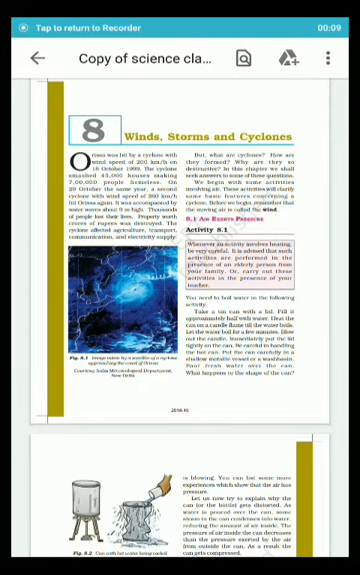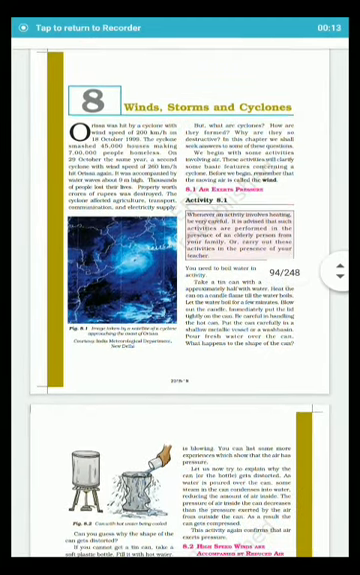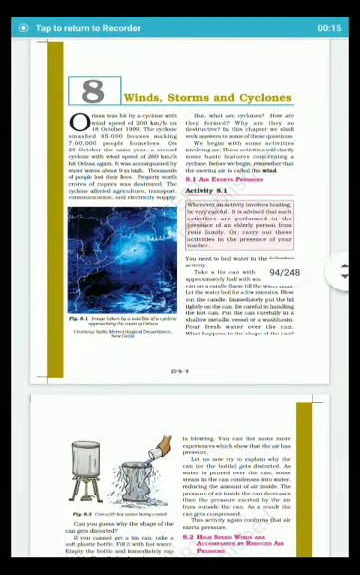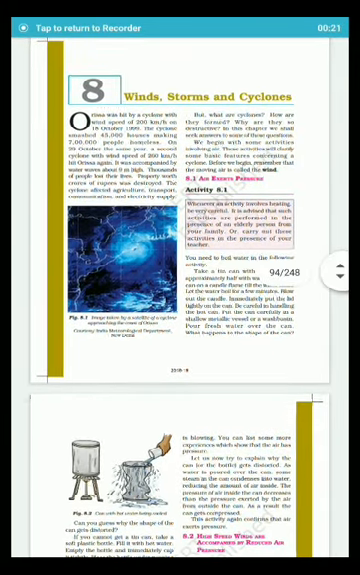The 8th chapter of class 7th science NCERT is Winds, Storms and Cyclones. So the important points are wind. First point is wind. The moving air is called wind.